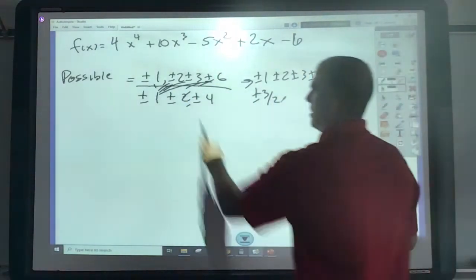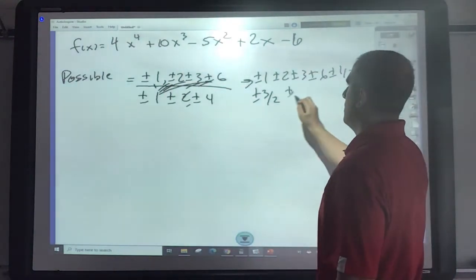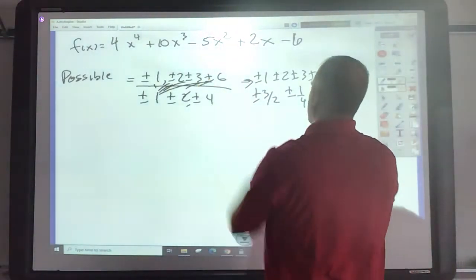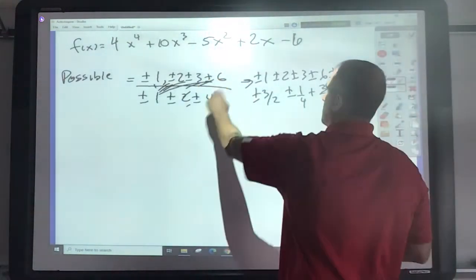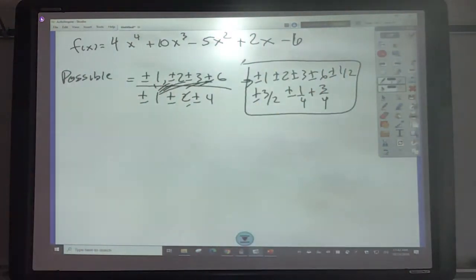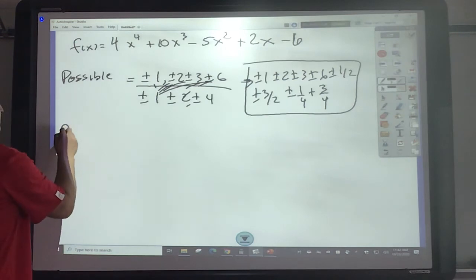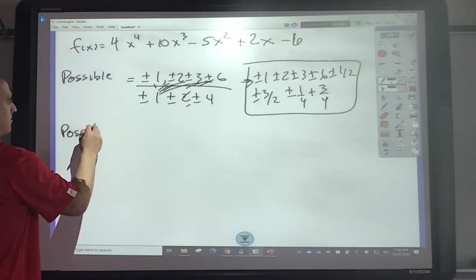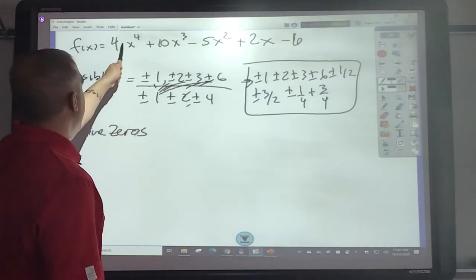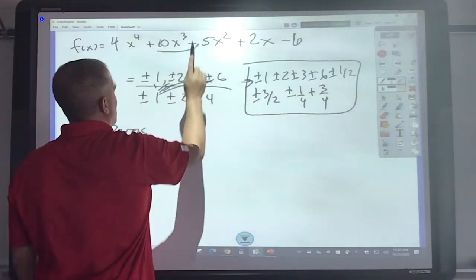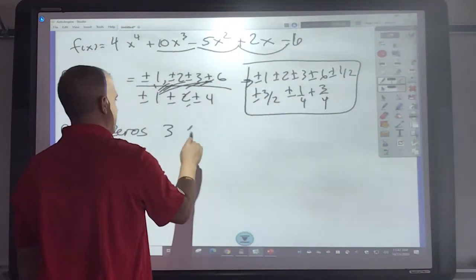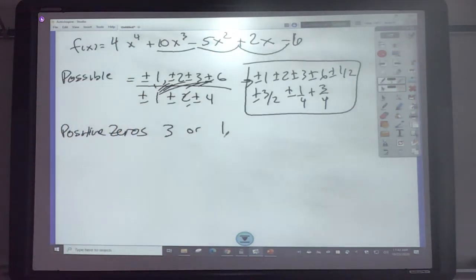It's already there. Then everything divided by 4. 1/4. 2 divided by 4 would be a half, which is there. 3 divided by 4 would be 3/4. 6 divided by 4 would be 3 halves. So here is the possible number of real zeros. Now let's look at the possible positive zeros. Let's count the sign changes in the original. Positive, positive, okay? So in the original I got 1 sign change, then 2, then 3. So I got 3 or 1 for the positive real zeros.